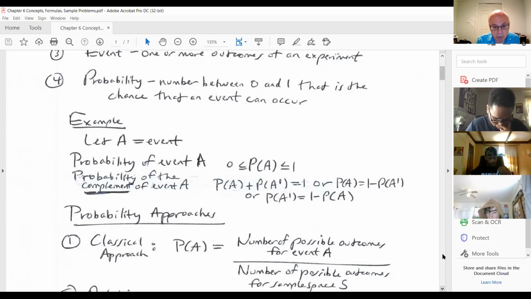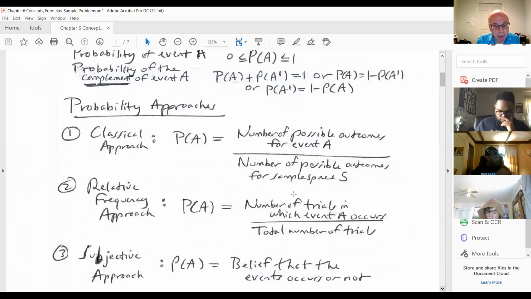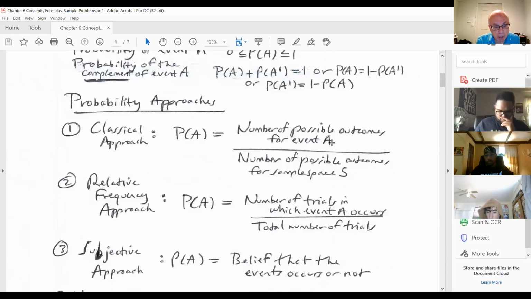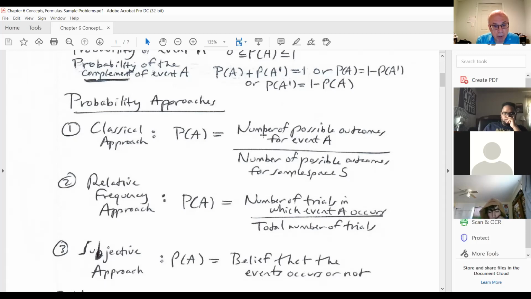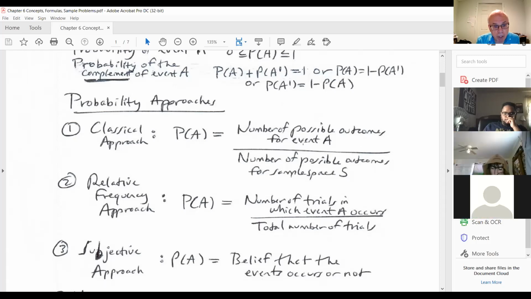All right. Also defined the 3 probability approaches: the classical approach, which is the one where we're flipping a coin or rolling a die or playing cards and maybe playing poker, where we can determine the probability of an event before we actually play the game. All right, we can determine that probability. So how do we do that? We just count the number of outcomes for the event, and that's our numerator, and we divide by the number of possible outcomes in the entire sample space.